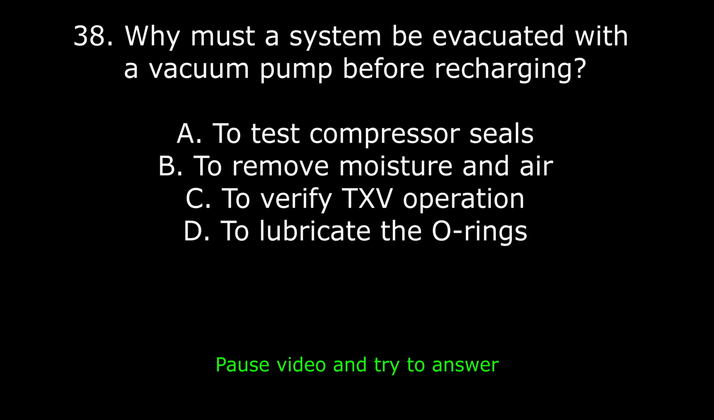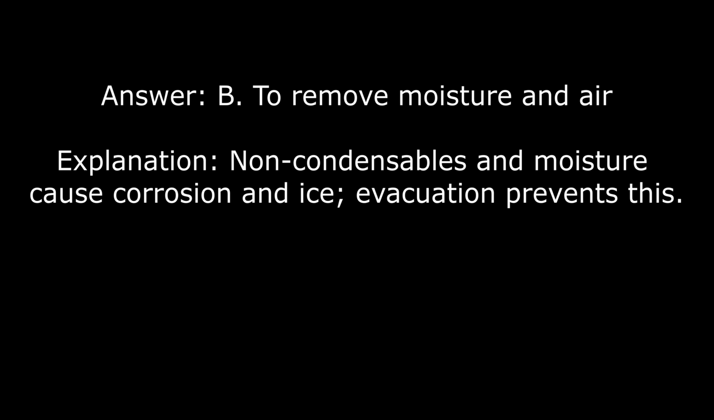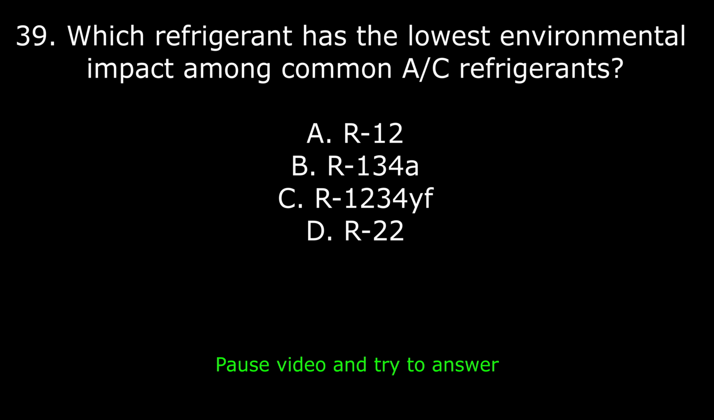38. Why must a system be evacuated with a vacuum pump before recharging? A. To test compressor seals. B. To remove moisture and air. C. To verify TXV operation. Or D. To lubricate the O-rings. Answer. B. To remove moisture and air. Explanation. Non-condensables and moisture cause corrosion and ice. Evacuation prevents this.